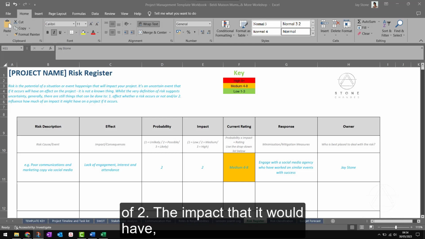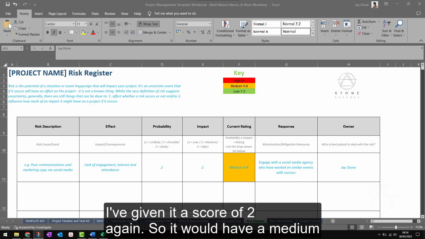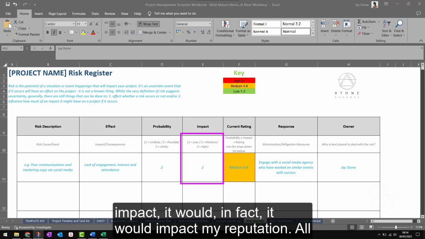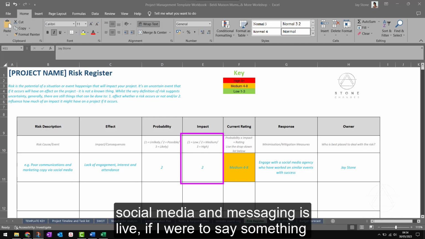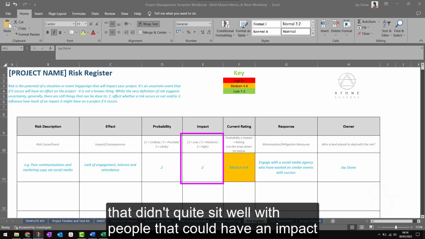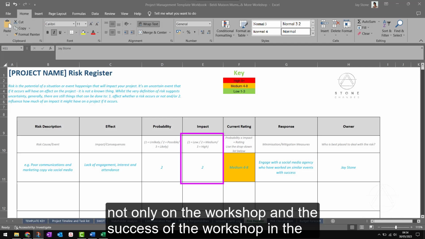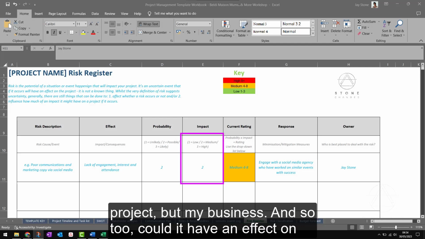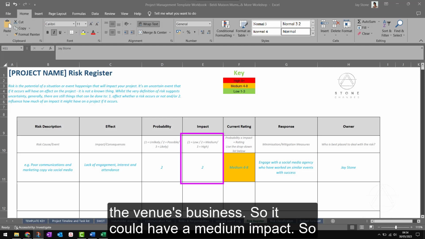The impact that it would have, I've given it a score of 2 again. So it would have a medium impact. It would impact my reputation. All social media and messaging is live. If I were to say something that didn't quite sit well with people, that could have an impact not only on the workshop and the success of the workshop and the project, but my business. And so too could it have an effect on the venue's business. So it could have a medium impact.